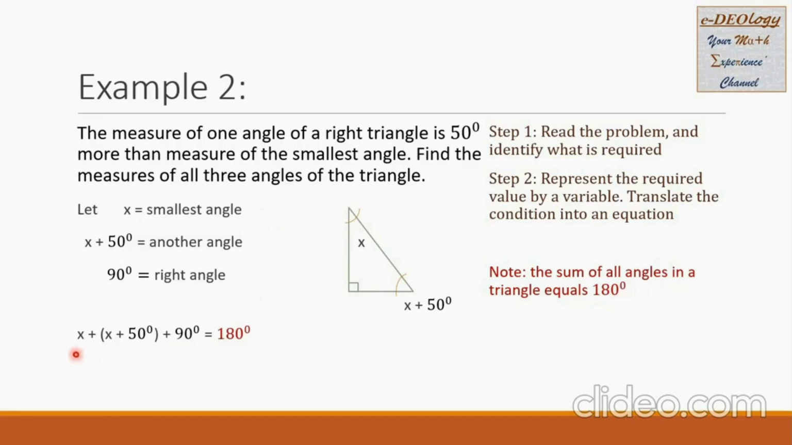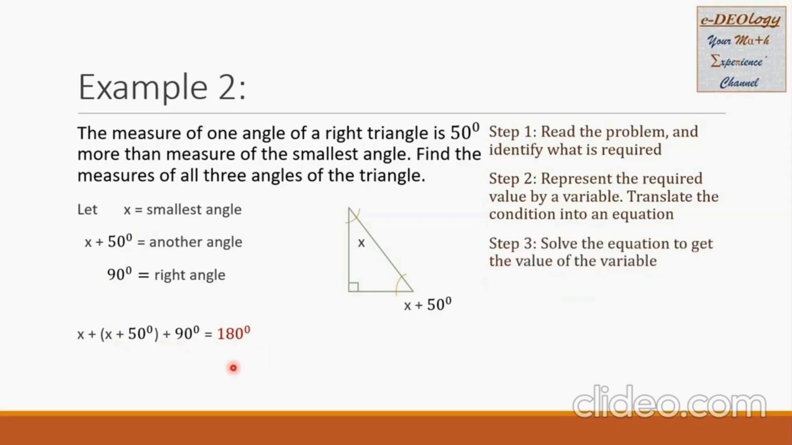So this is now the x, the smallest angle, plus the second angle, x plus 50 degrees, plus the right angle, 90 degrees, equals 180 degrees. Step 3, we will solve the equation to get the value of the variable. So let us simplify this.